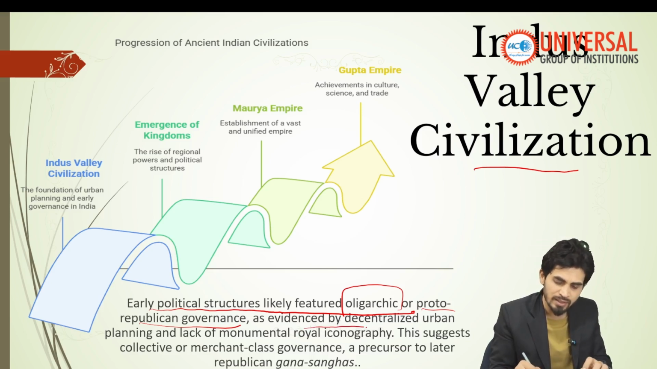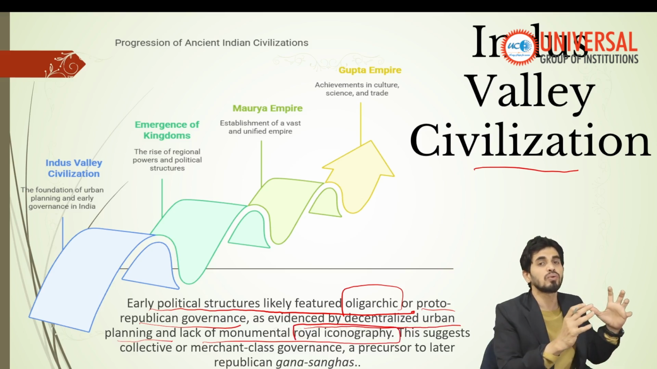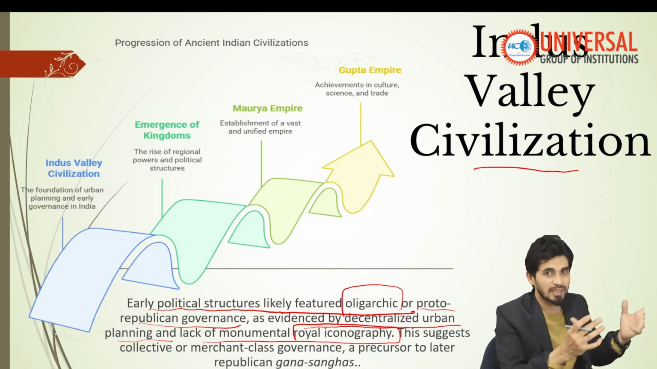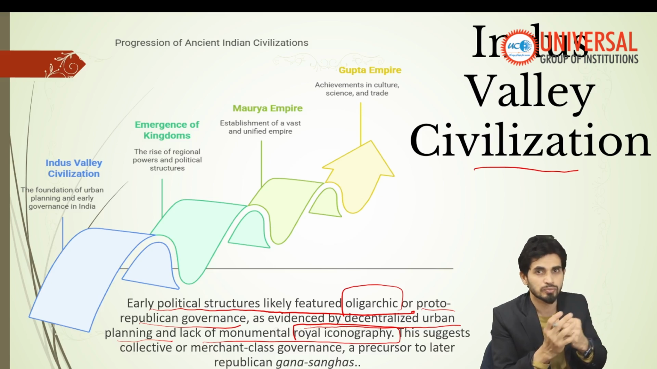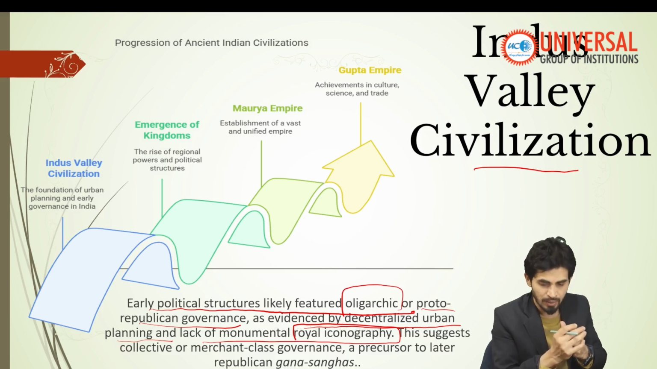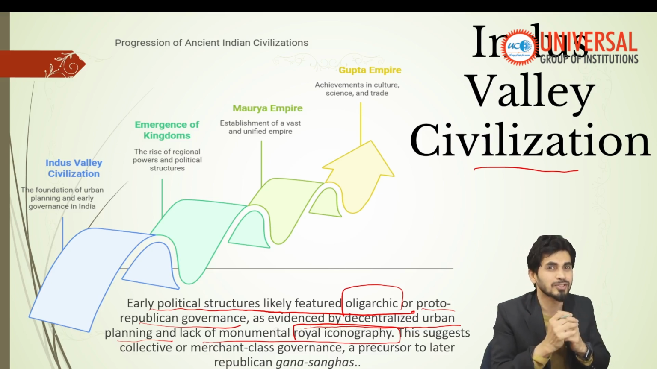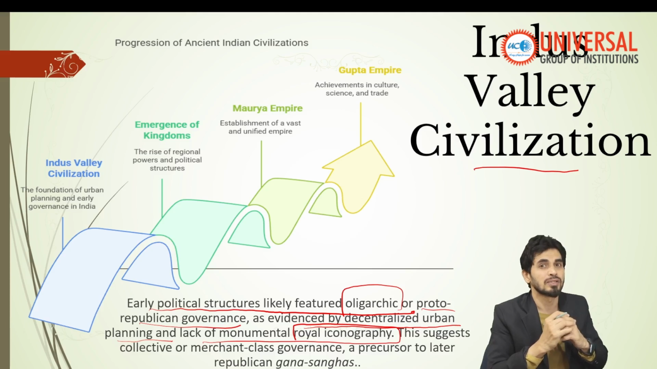This is evidenced by decentralized urban planning and lack of monumental royal iconography. That means there was no kingdom as such, no royal family running the system. It was run by a small group of powerful people, and that is about the Indus Valley civilization's political structure, which you should etch in your mind, as to how they established a political structure.